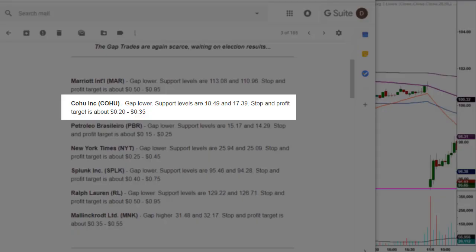Cohu, C-O-H-U. This one did hit its price level, but it was a no trade. Traders that have taken my course understand exactly why this was a no trade. Traders that haven't taken the course, but get my price levels each and every day against my recommendation, they took a loss on this trade and they don't understand why. The course is a small price to pay. The losses outweighed the price of the course. You go figure that one out.